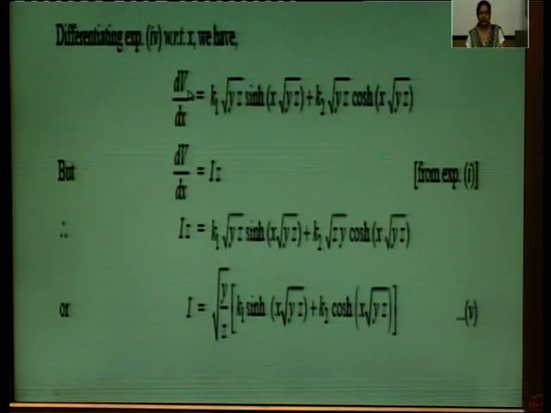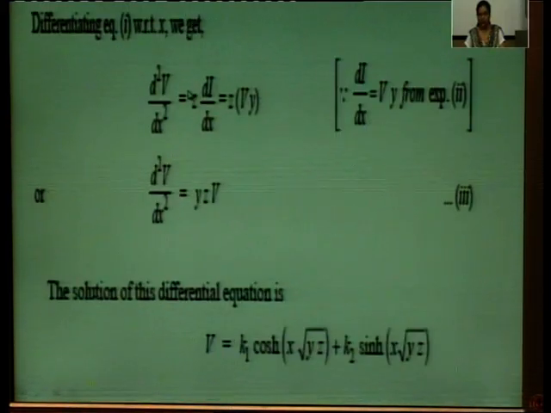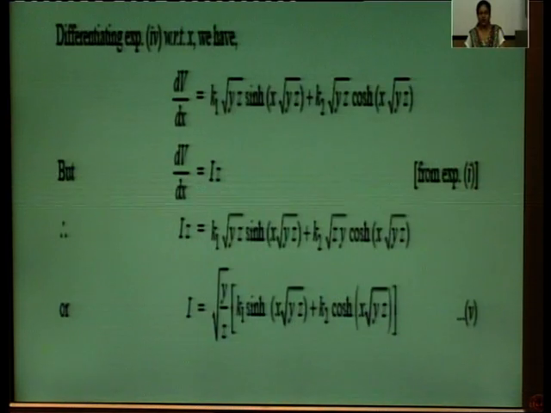Now, if we take the differential of the equation of V, dV/dx is equal to k1 times root of yz sinh of x root of yz plus k2 root of yz into cosh of x root of yz. Now, dV/dx is also equal to Iz. So, substituting this value, we get Iz equal to k1 times root of yz sinh of x root of yz plus k2 root of yz into cosh of x root of yz.